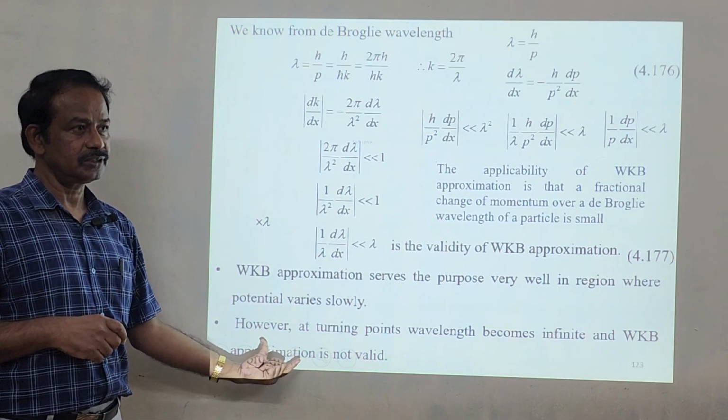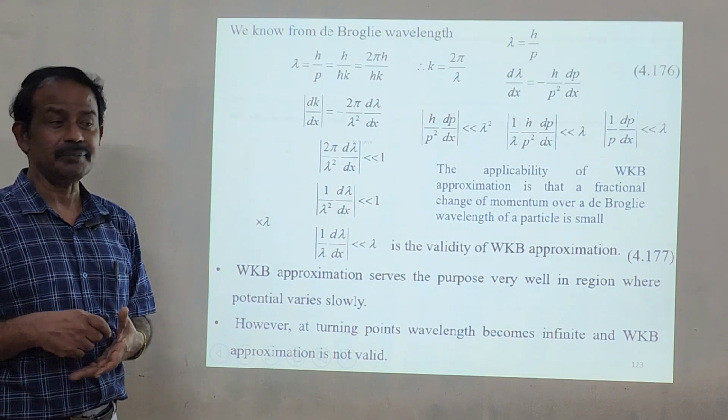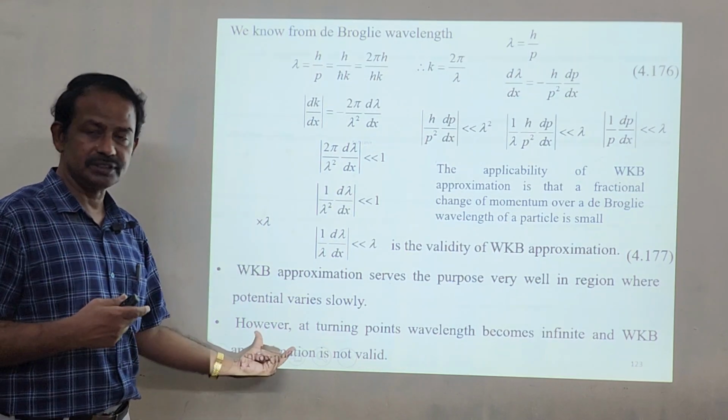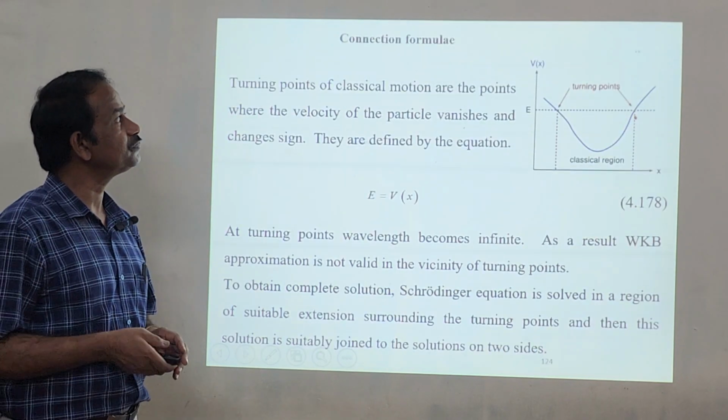However, at the classical turning points, where E equals V, the wavelength becomes infinite and the WKB approximation is not valid. In this condition, because lambda equals 2 pi by k, k equals 0 and lambda becomes infinite. So this is not valid at this point, at the turning points.